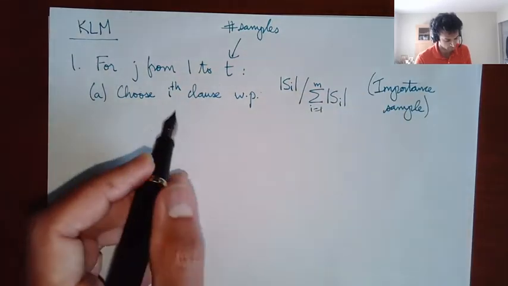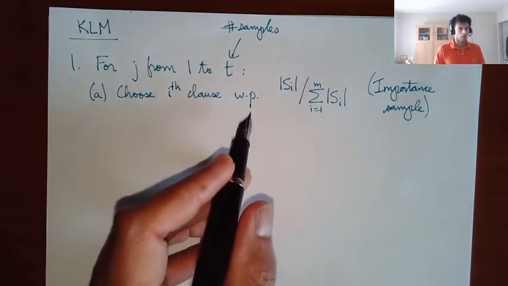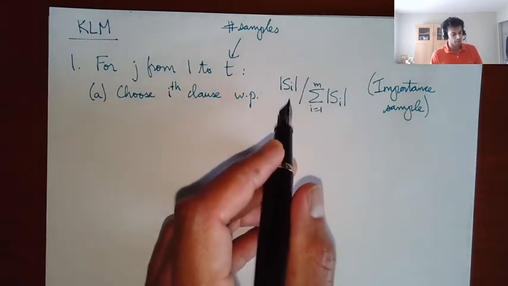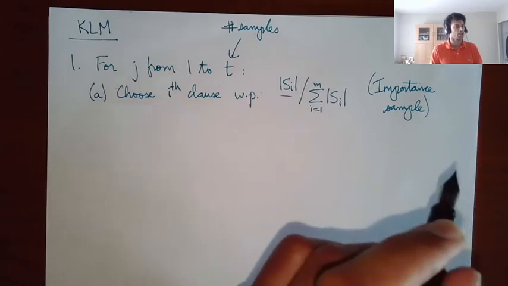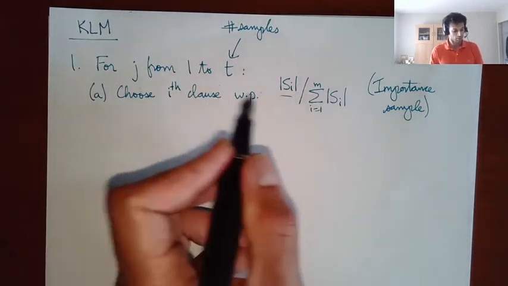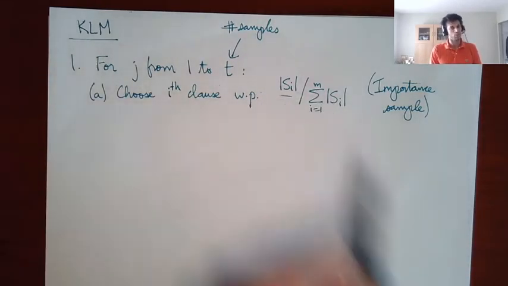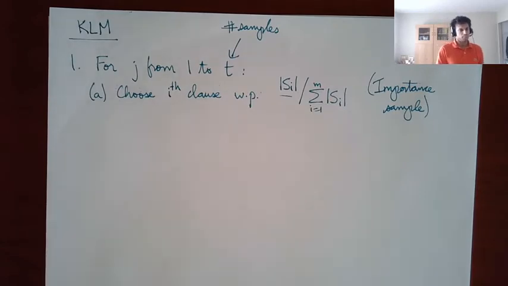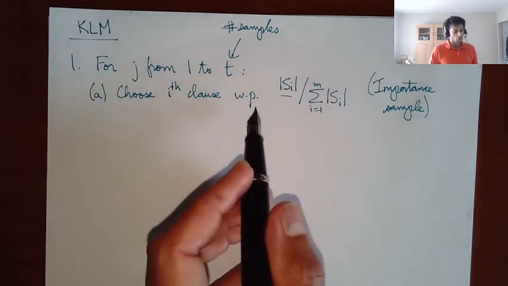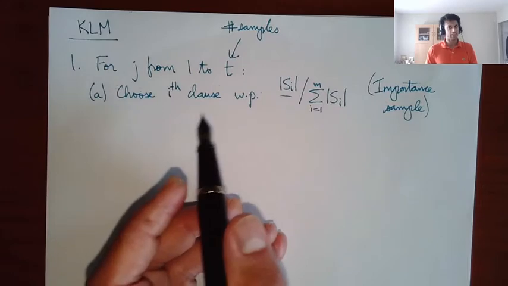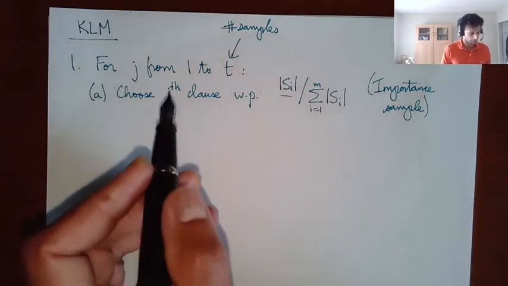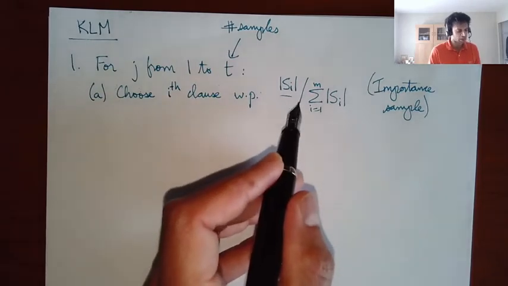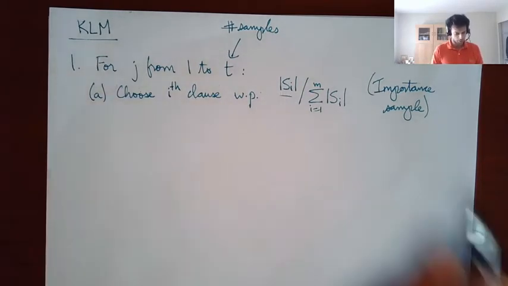So you choose a clause with probability proportional to the number of satisfying assignments. We've computed all of these quantities beforehand, so we can essentially set up a data structure to do this. For now, let's not get into the details of how exactly you will do the data structuring; this is something that I will come back to at some point. So you choose the ith clause with probability proportional to Si.